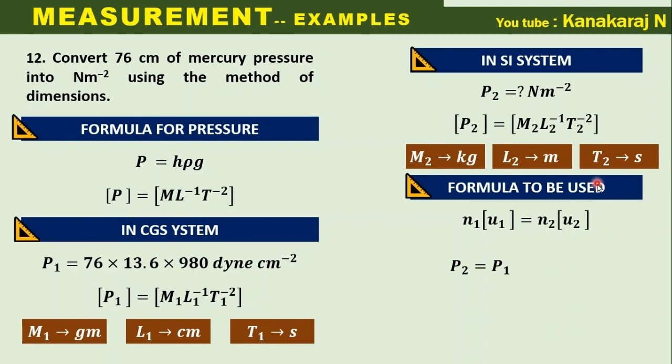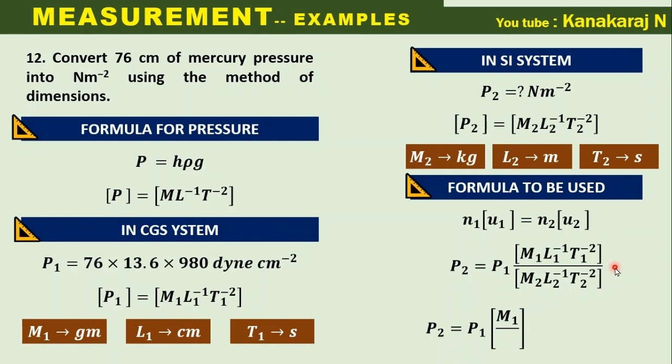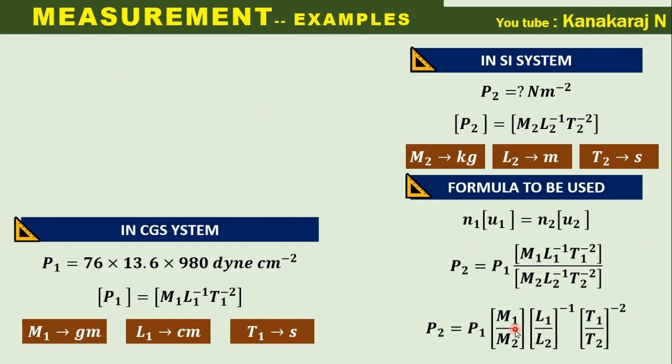Substituting, we get P2 equals P1 multiplied by M1 L1^-1 T1^-2 divided by M2 L2^-1 T2^-2, and we bring all M terms together, L terms together, and T terms together. So we get P2 equals P1 multiply (M1 divided by M2) (L1 divided by L2) to the power minus 1 (T1 divided by T2) to the power minus 2. Let us substitute the values of M1 and M2, L1, L2 and T1, T2.